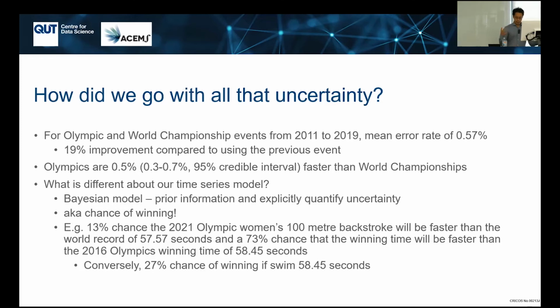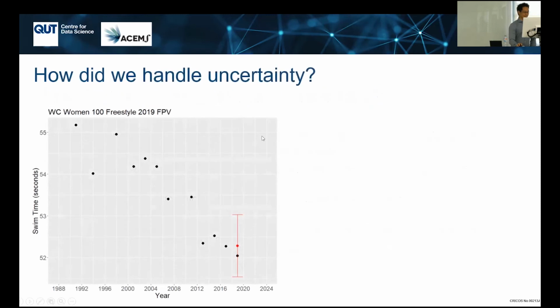So it's these kinds of analysis and predictions that our partners are interested in, basically the coaches and the athletes, to see, well, what are my chances of winning? Conversely, there's a 27% chance of winning time if you swim 58.45 seconds next year at the Tokyo Olympics. Of course, when you look at these times, I go, wow, they are fast. My swimming is much, much slower than that.